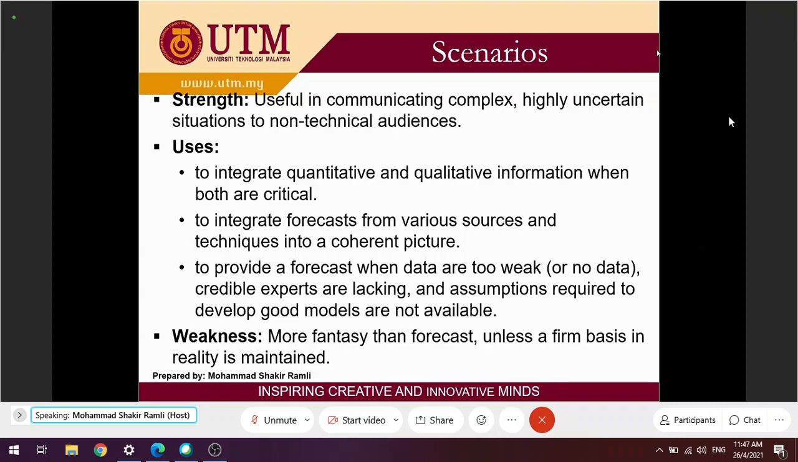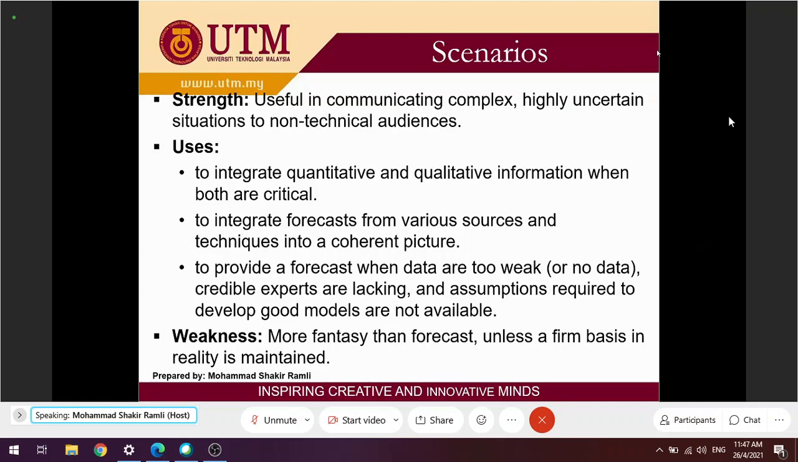competitors, or the main players in the market now. So we use their data to compute our data, so it's maybe not as accurate. So we call it weak data, too weak data, or no data.